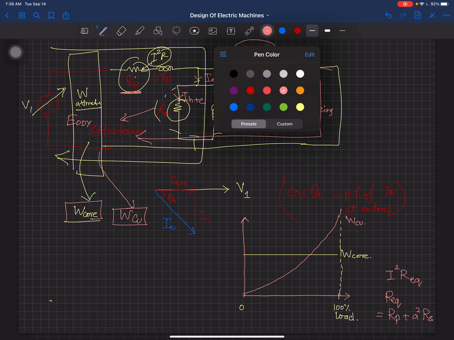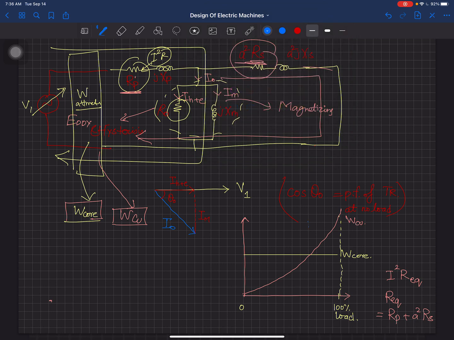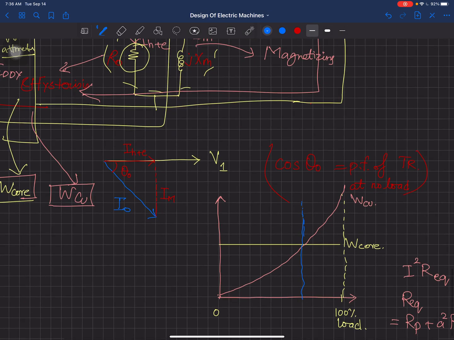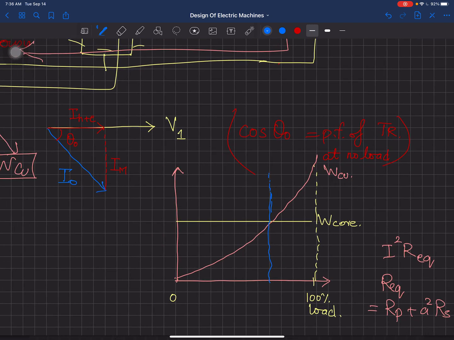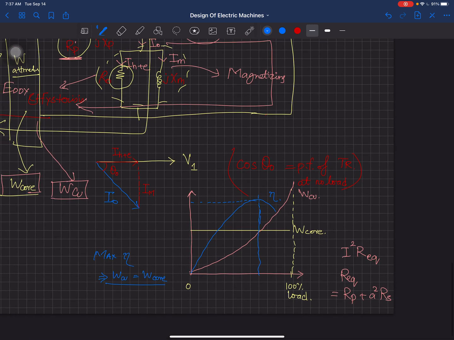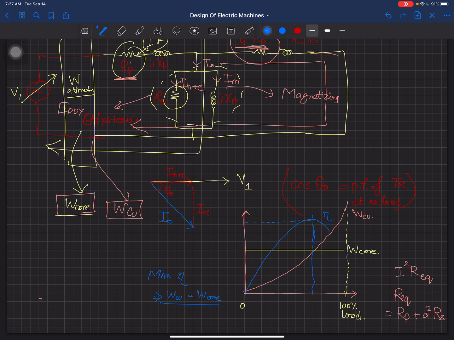Now this is a very important point. If I have this, the efficiency chart is going to be somewhat like this. So this is my efficiency chart, and my maximum efficiency is going to be at the point when the copper losses are equal to the core losses. Why is this so? I'm not going to go into the proof of this. I guess you still remember from your machines course that whenever the constant losses are equal to the variable losses, that is the point here.